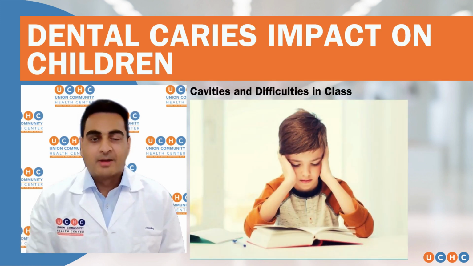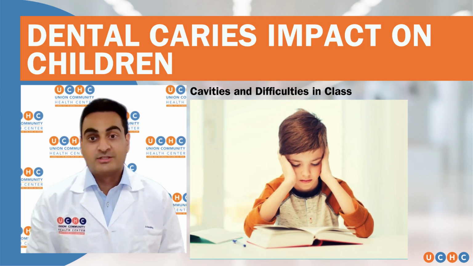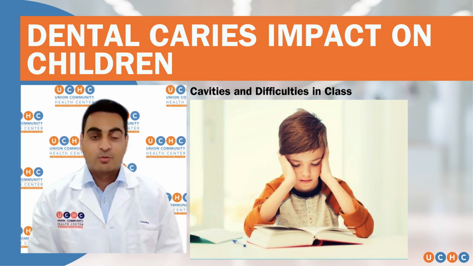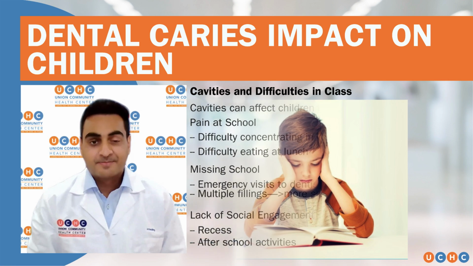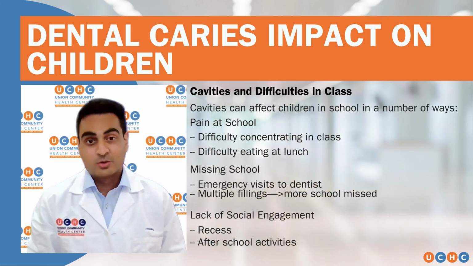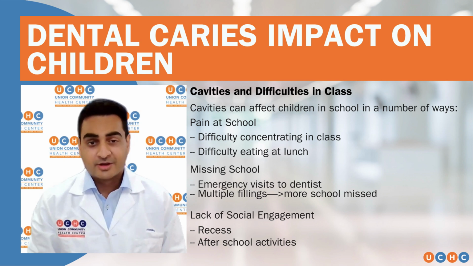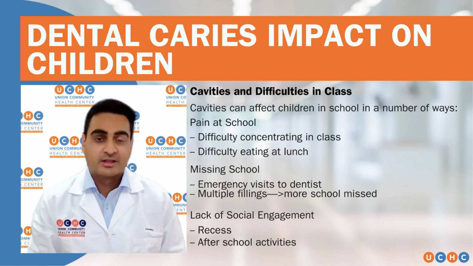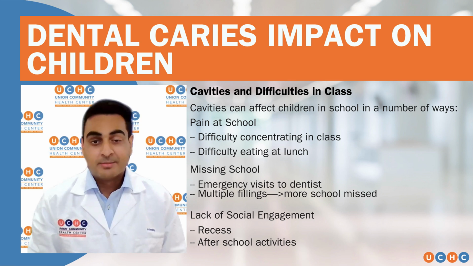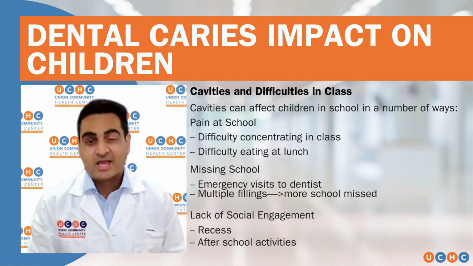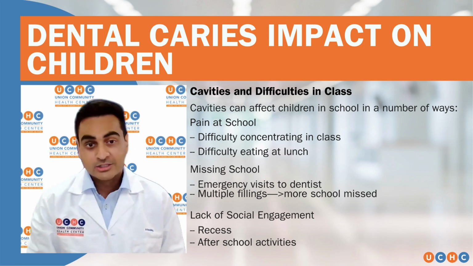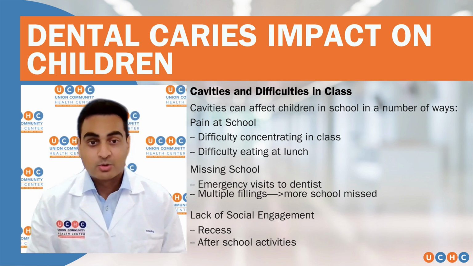So the reason we care about this so much is because there are a lot of issues that can cause difficulty in school for kids, and this happens in a number of ways. The first way is that kids can develop pain at school. As we all know, pain makes it difficult to concentrate on what we're doing at the time. For kids, that means they're not really focusing in class anymore. And in some instances, if the pain is really bad, kids might not even want to eat at lunchtime or during snack time, and that can lead to malnourishment as well.